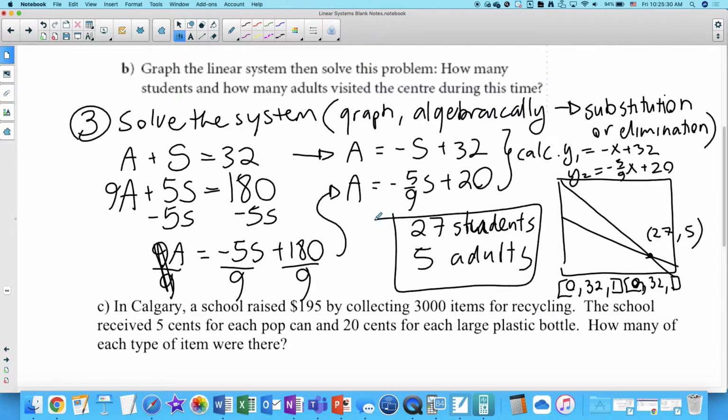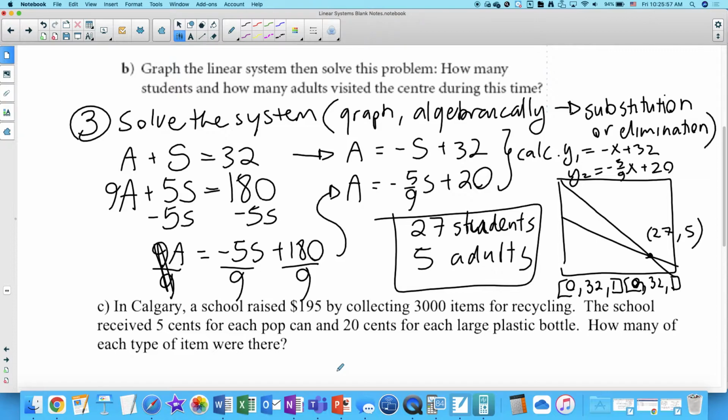Okay, let's look at another one. So we're going to start this one together, and then I'm going to get you guys to try and solve it graphically. In Calgary, a school raised $195 by collecting 3,000 items for recycling. The school received 5 cents for each pop can and 20 cents for each large plastic bottle. How many of each type of item were there?